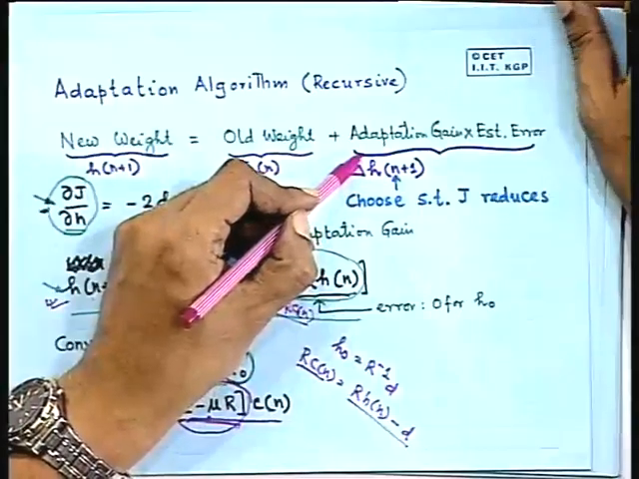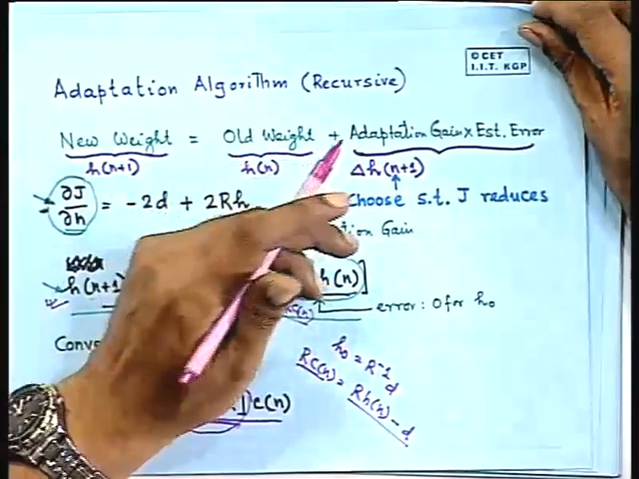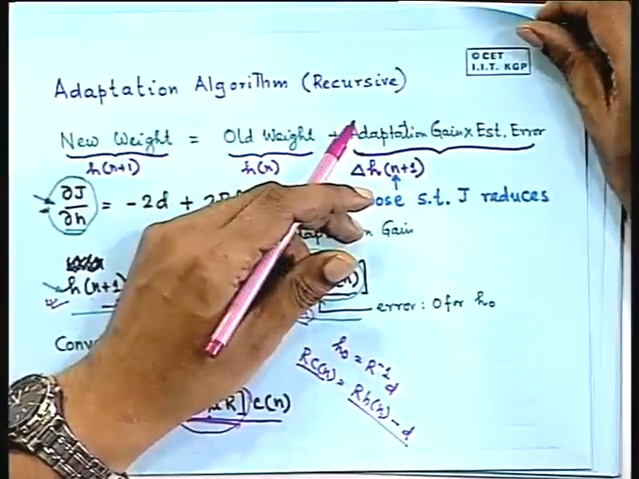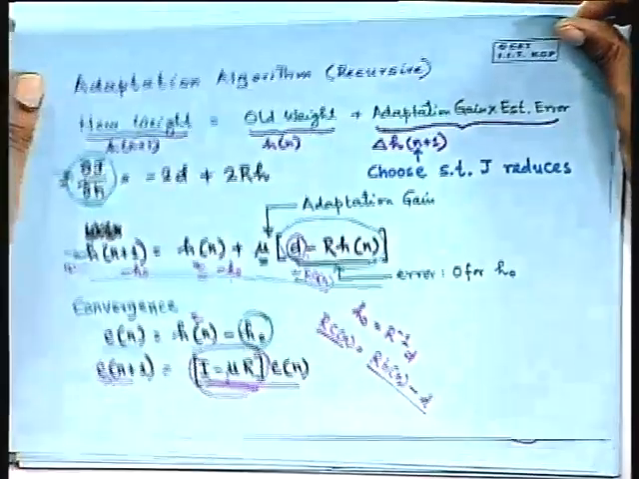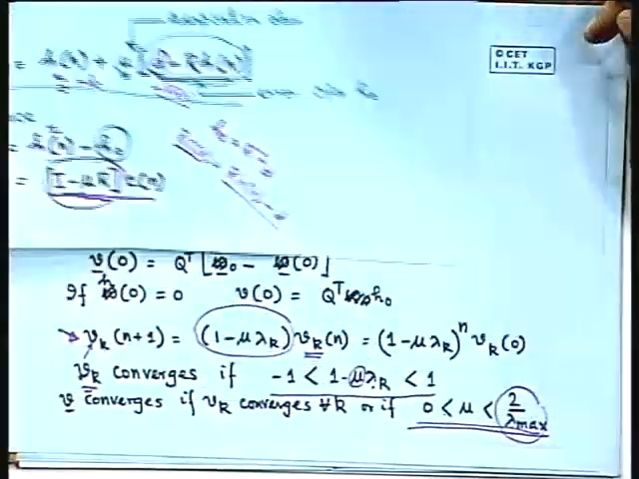So this is our result. That is how you should choose the adaptation gain. If you choose the adaptation gain too large, then the process will become unstable. Just like in control, if you increase your controller gain too much, the process becomes unstable.